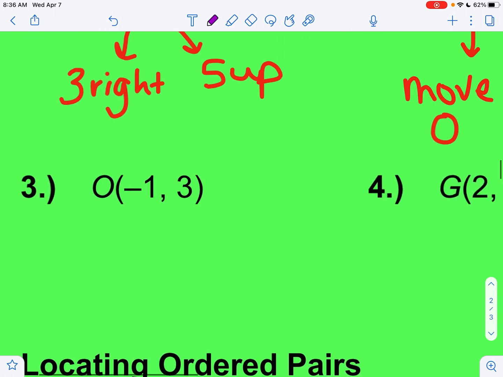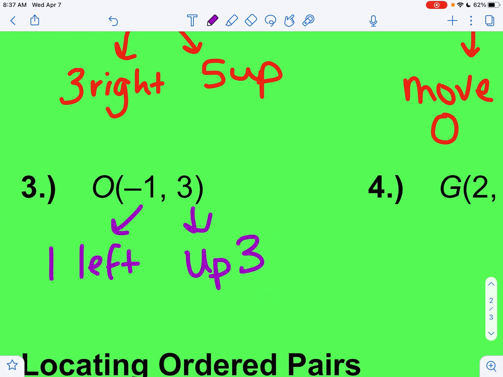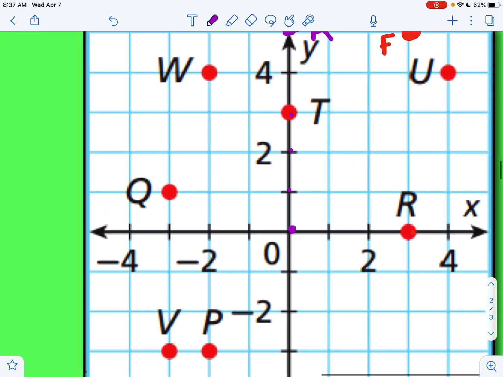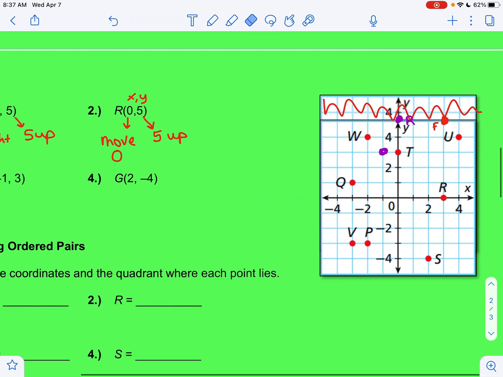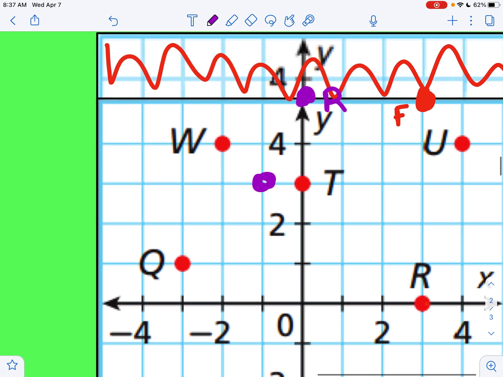Moving on to the third one. We have -1, 3. So this time, instead of moving to the right, we are moving 1 to the left. And then we are still going up 3. So let's practice. We start at 0, 0. We're moving over 1, but then up 3. 1, 2, 3. So here is our point. And this letter is letter O. So go ahead and label your point as O.